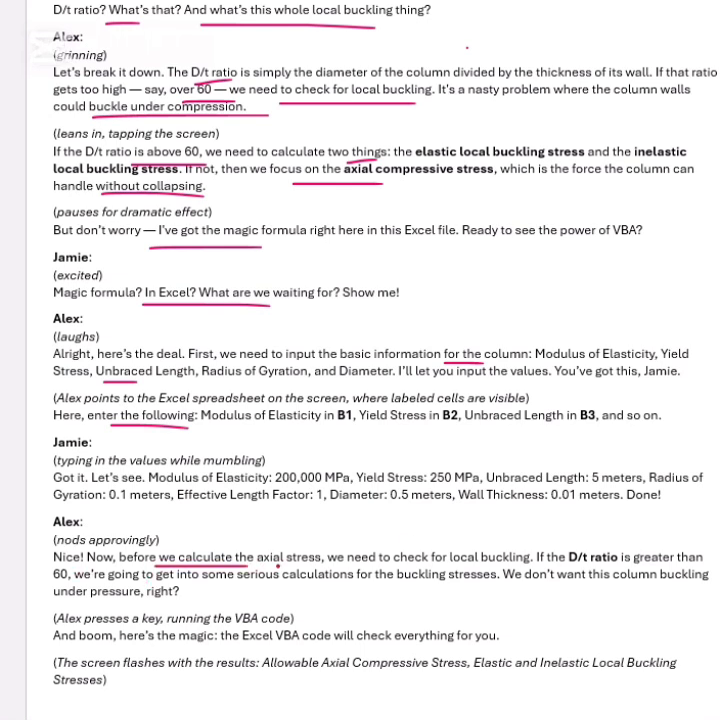Now before we calculate the axial stress, we need to check for local buckling. If the D/t ratio is greater than 60, we are going to get some serious calculations for buckling stress. We don't want this column to buckle under pressure, right? And boom, here's a magic Excel VBA code that will check everything for you.